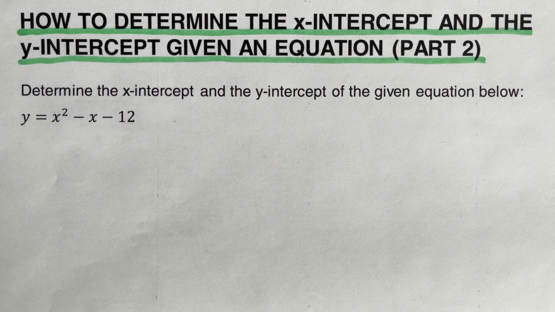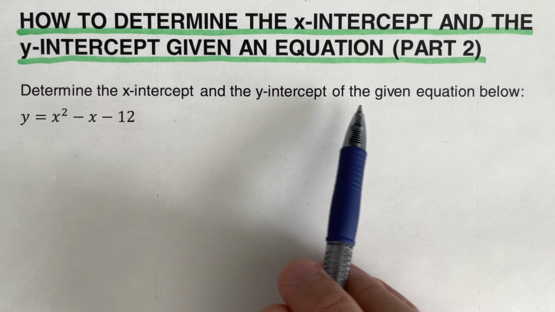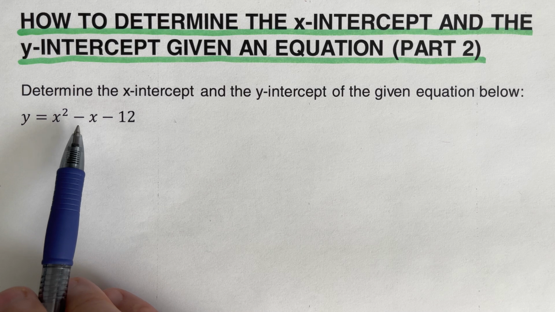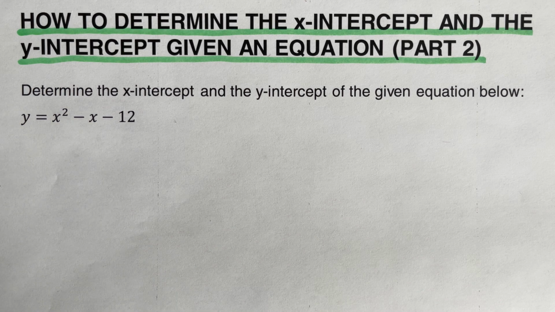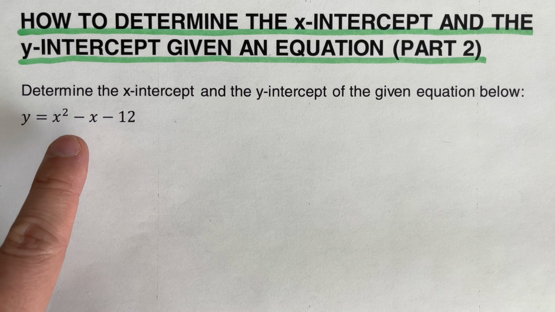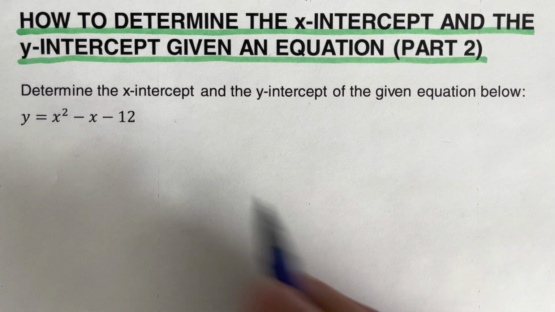So let's take this first example right here. Determine the x-intercept and the y-intercept of a given equation below. That is, y is equal to x squared minus x minus 12. The first step that we are going to do here is to change this general form of a quadratic equation into its factored form. In order that we can do that, we're supposed to use the box and diamond so we can factor this out.